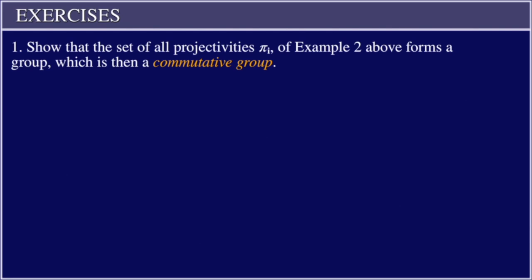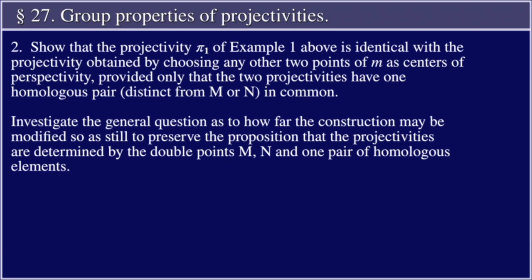Exercises. 1. Show that the set of all projectivities pi sub I of example 2 above forms a group, which is then a commutative group. 2. Show that the projectivity pi sub 1 of example 1 above is identical with the projectivity obtained by choosing any other 2 points of M as centers of perspectivity, provided only that the two projectivities have one homologous pair, distinct from M or N, in common.